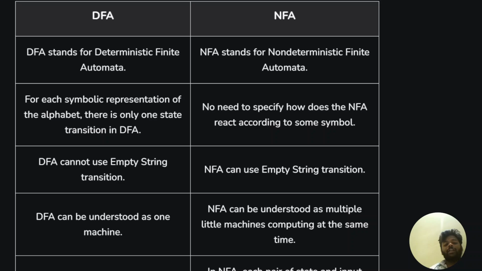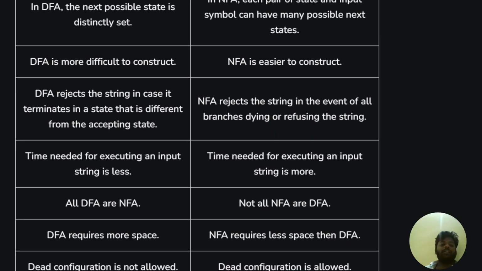DFA can be understood as one machine. NFA can be understood as multiple little machines computing at the same time. In DFA, the next possible state is distinctly set. DFA is more difficult to construct. NFA is easier to construct. DFA rejects the string in case it terminates in a state that is different from the accepting state. NFA rejects the string in the event of all branches dying or refusing the string.